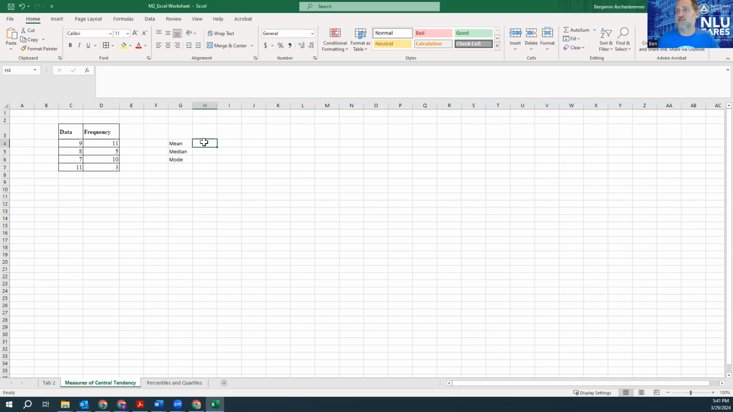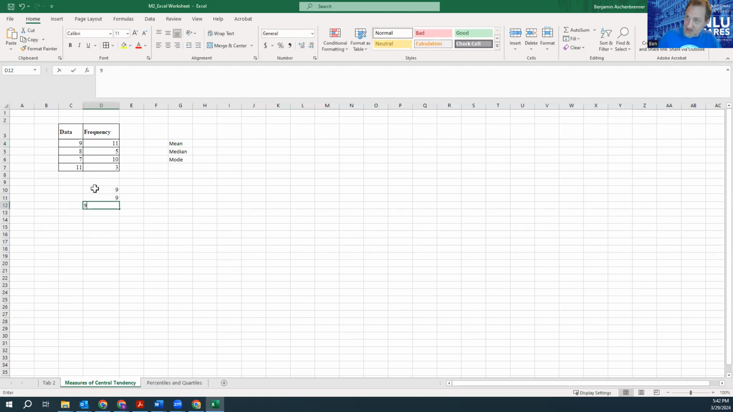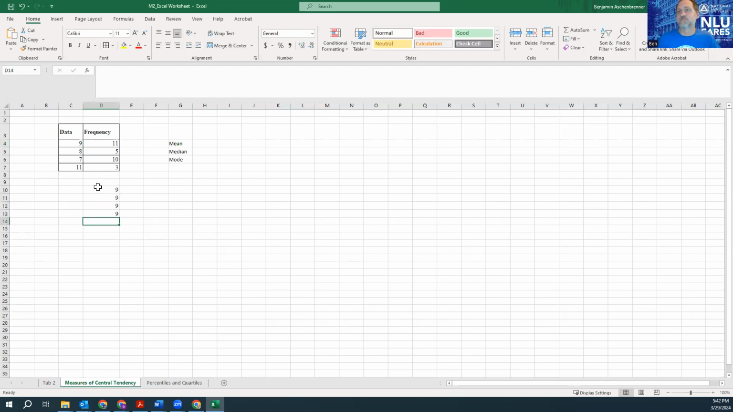This would be very easy if I had a list of data. I have 11 9s: 9, 9, 9, 9. You may be tempted to do that, and there may be a reason to do that in some situations, but it's not necessary to do it here. First thing I want to do, though, is to just redo this in order, because for median, it's going to be helpful to see things in order.